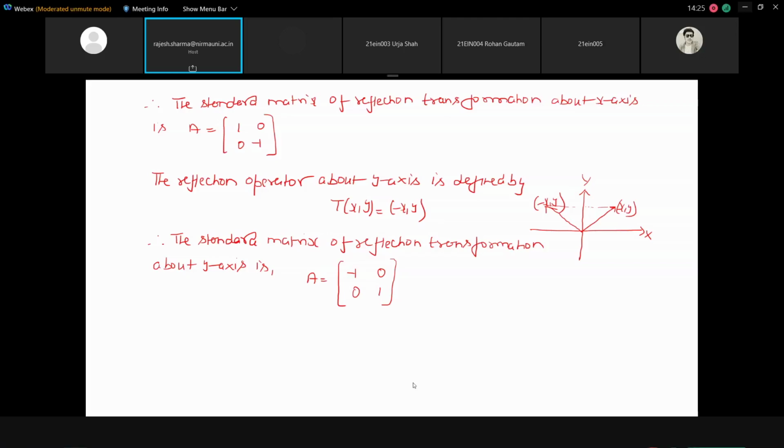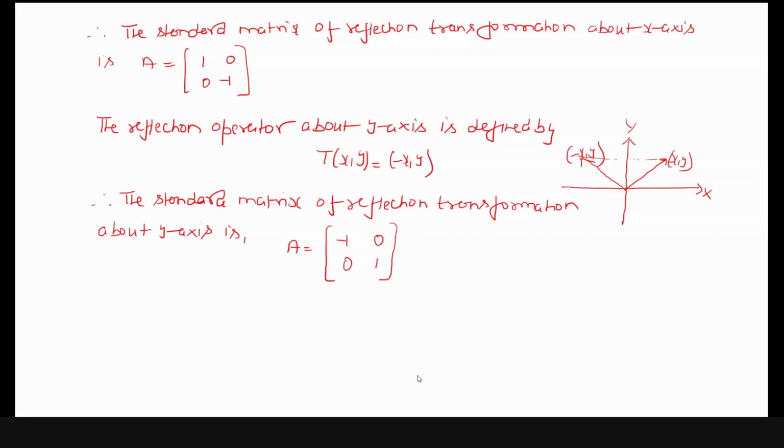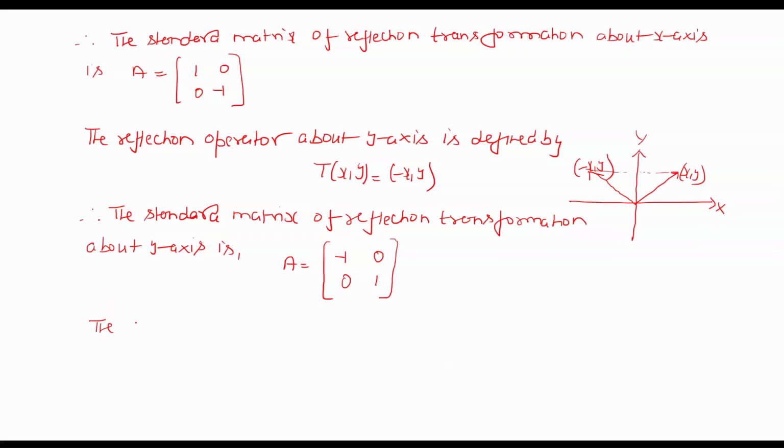...the vectors to its symmetric image about the y-axis. Similarly, now the reflection operator or reflection transformations or operator, whatever you can say, about a line y is equal to a x is defined by, now how to define this?